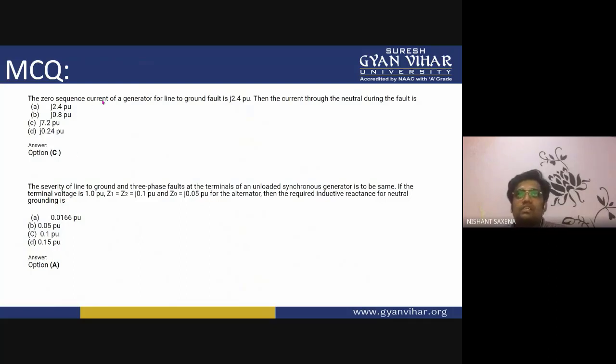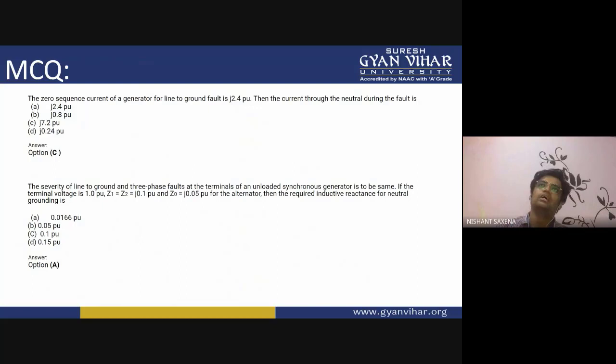Now, the zero sequence current of the generator for a line to ground fault is j 2.4 per unit. Then the current through the neutral during the fault would be calculated. Calculate it, and I am giving you 2 minutes for this. It's very easy. The option is j 7.2 per unit.